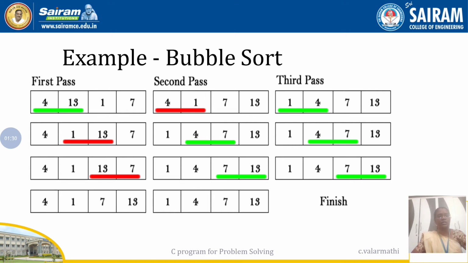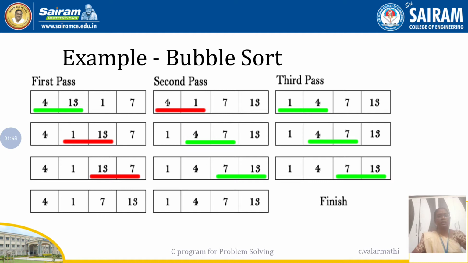So that is done in the second iteration. 1 and 13 are compared. Then again it will go on to compare the third element with the fourth element. What is the third element as of now? 13. 13 is compared with 7. At that time, 13 is greater than 7, so that should be swapped. So 7 is interchanged with 13. At the end of the first pass you will get 4 1 7 13 as the result.